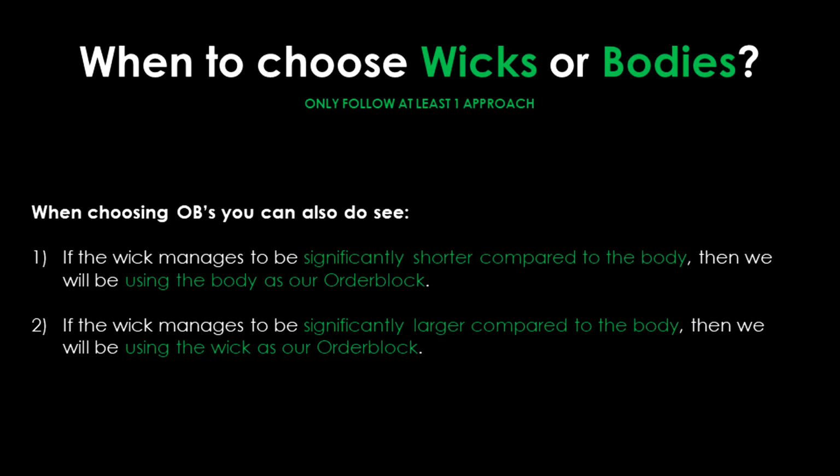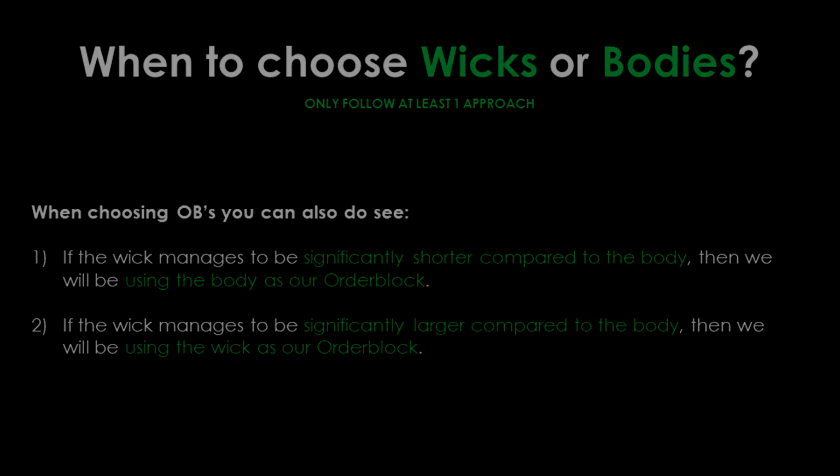Another efficient way of choosing whether to use the body or the wicks is by looking at the actual length of them. If the wick is significantly smaller than the body, use the body as the order block. This is even including if the price has closed above or below the wick. If the wick is significantly larger than the body, use the wick as the order block. You can implement either approach, the earlier one, or the one I have just shown you. It really depends on what suits your trading style the best. Do not use both, only choose one.